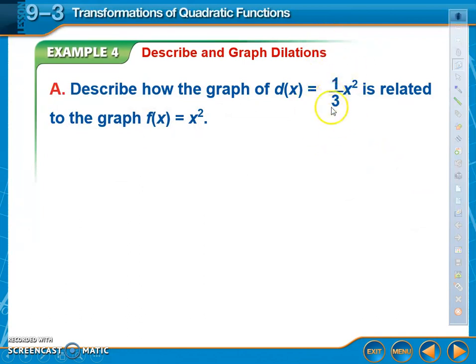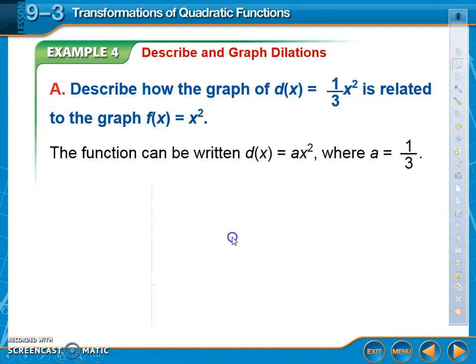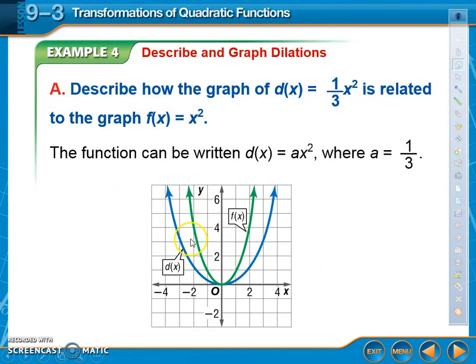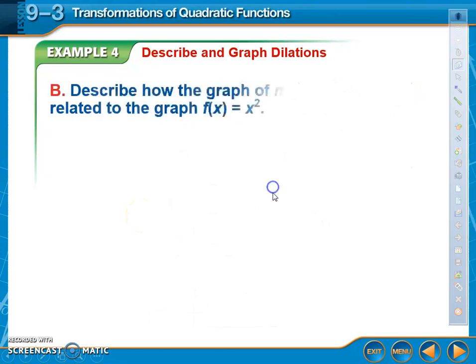So we've got 1/3 right here. What should that be? Well, let's think about what this says. If it's between 0 and 1, it's going to be compressed vertically. So let's look. And yeah, f of x is the green one right here, and the new one, d of x, is the flat one right there. So it's compressed vertically.